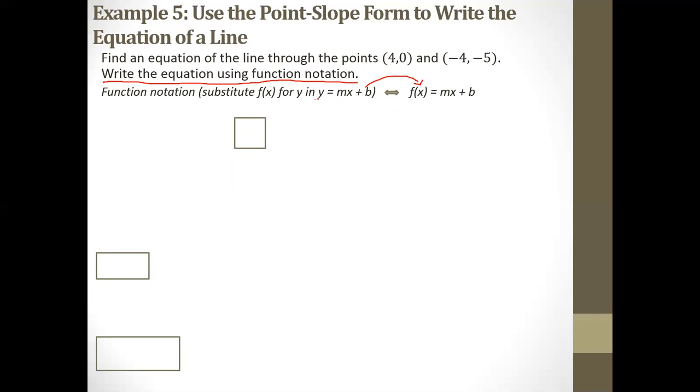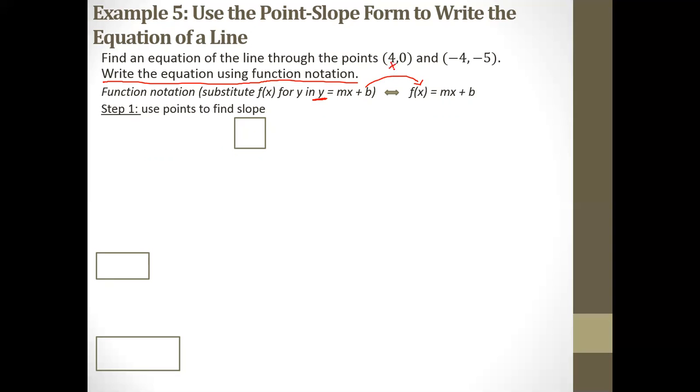The only thing that's different is our y-coordinates. So on the left side of the equal sign, instead of having y, you're using f of x. The right side of the equation will stay the same. So we're going to use these 2 points that we were given to find the slope.